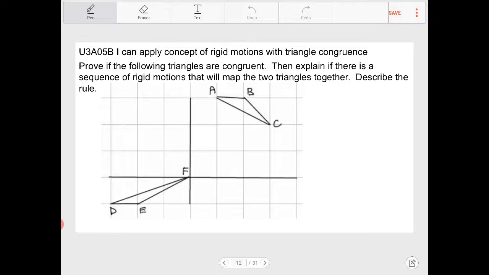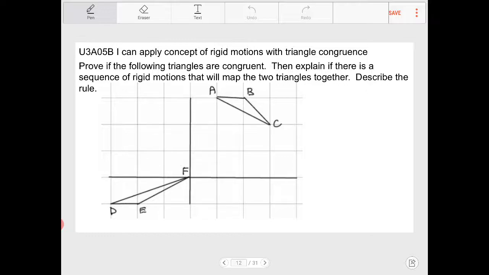See if you can pause the video and apply the concepts and skills utilized in that first example in this example here. So having gone through some thinking on your own, again, we're going to approach this through the use of some coordinate geometry proof.